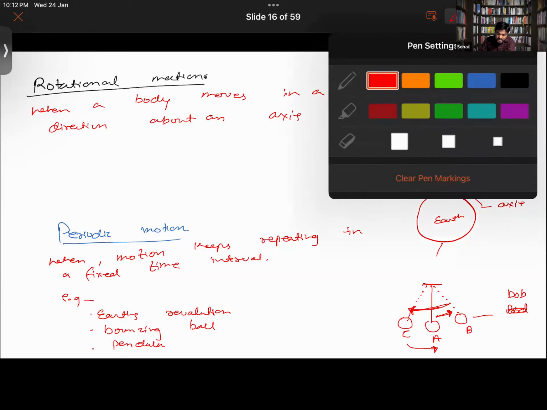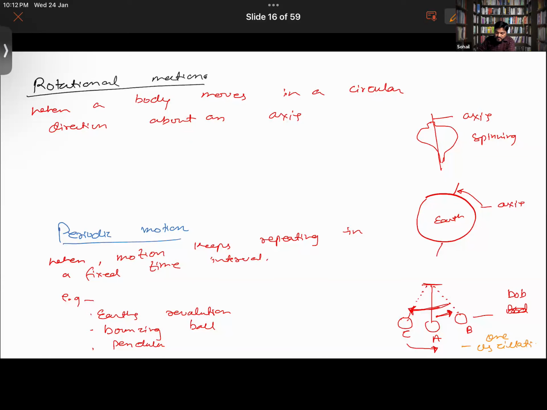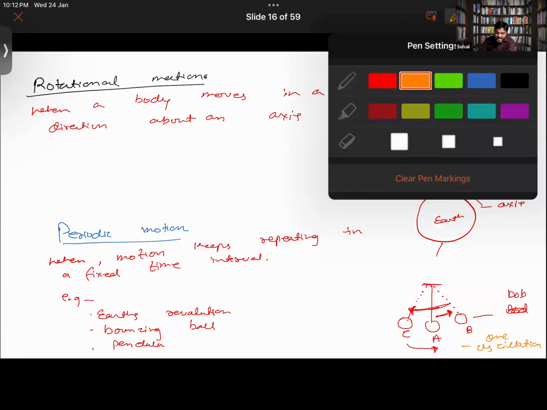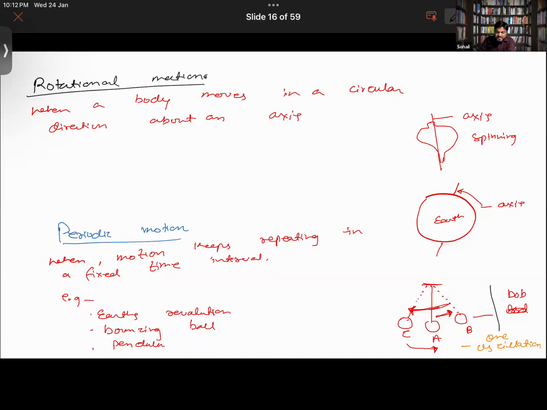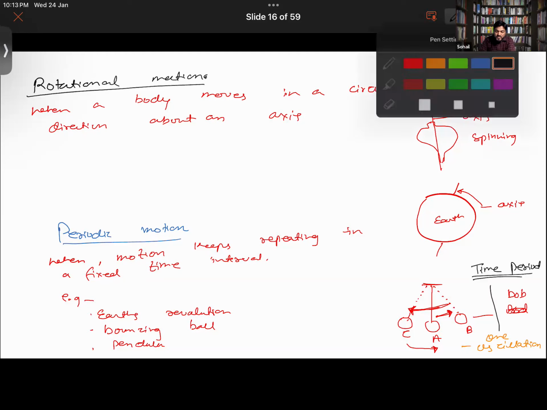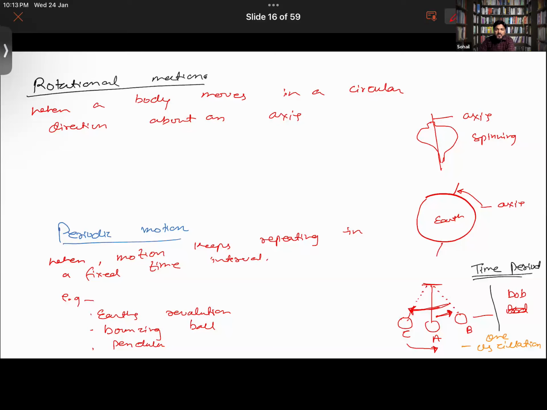So when it does this whole set of movement, whole set of motion, it is called one oscillation. It is said to have completed one oscillation. And it will be taking a fixed time to complete this one particular type of motion, which is called the time period, right? So in clocks that have a pendulum, you get to see that it will have a fixed time period, right?